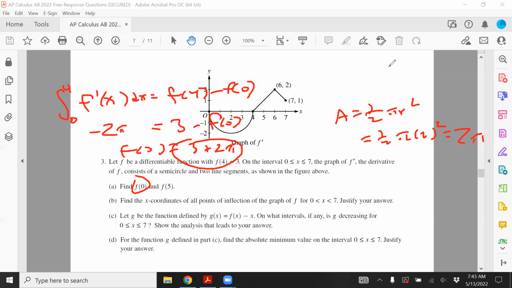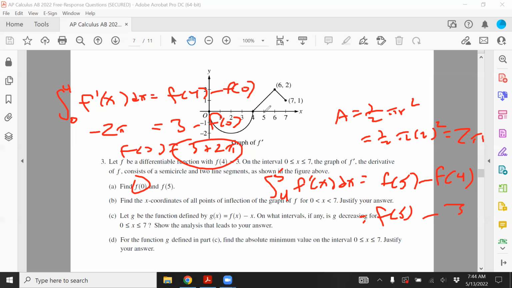And then by the same token, if you want f(5), you're going to be integrating from, we'll say, from 4 to 5 in this case, f prime of x dx, right? So that's going to be f(5) minus f(4). Awesome. f(4) we know is 3. f(5) we need to find.